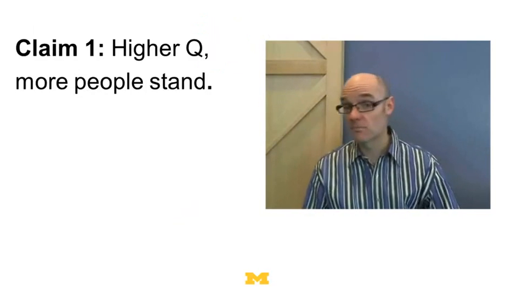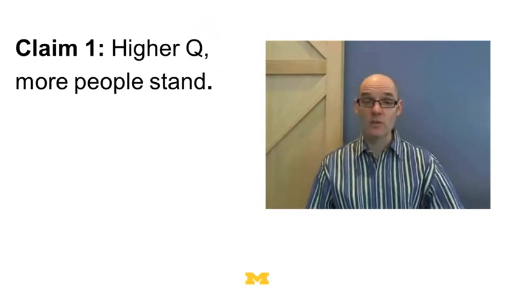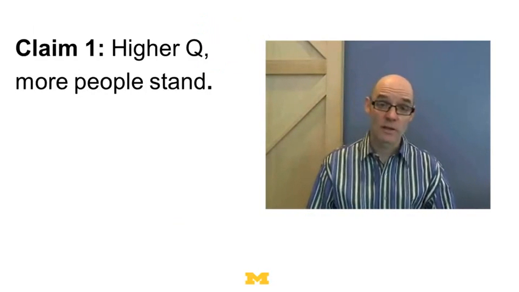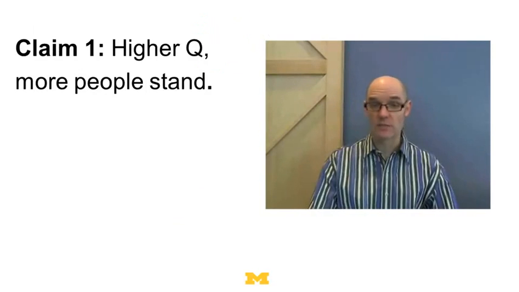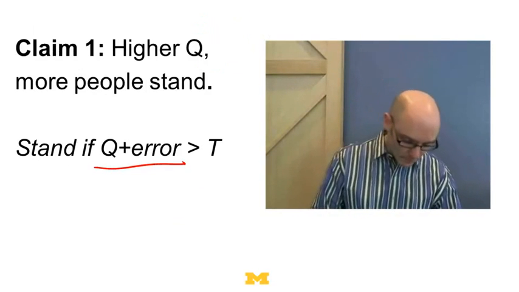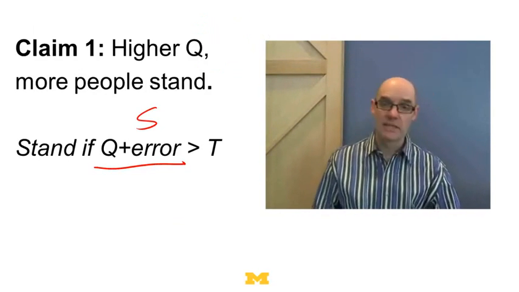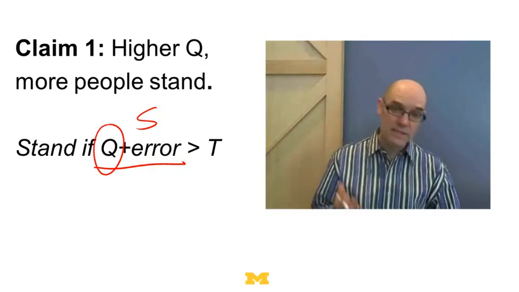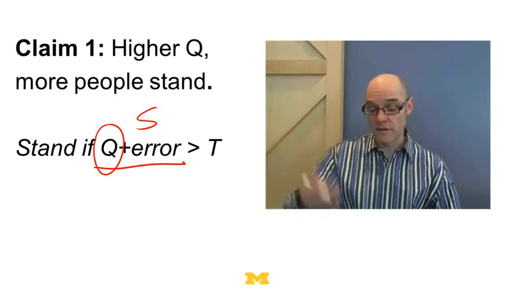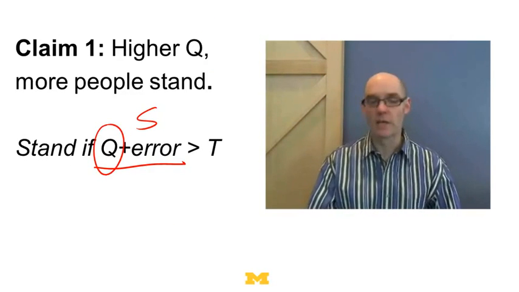So now let's think through some of the results we can get from this model. The first claim is, the higher the quality of the show, the more likely there is to be a standing ovation. Well, why is that true? Think about it. You stand if the quality plus the error, which is your signal, is above the threshold. So if the quality is higher, your quality plus your error term is higher, it's more likely to be above the threshold, more likely to get a standing ovation.